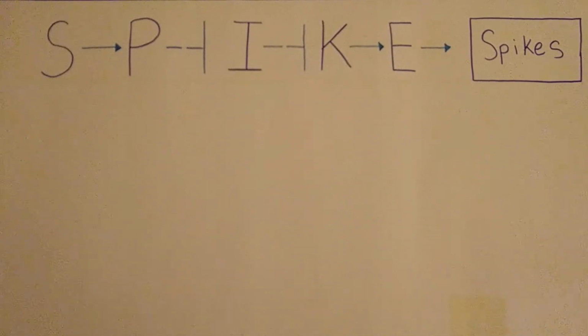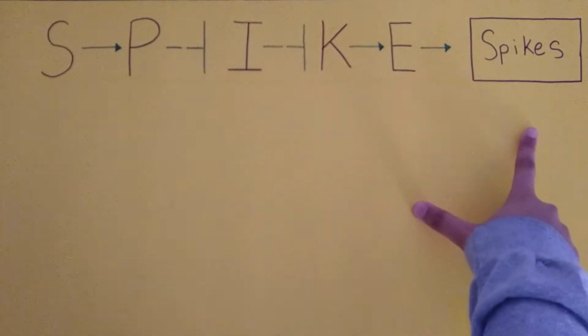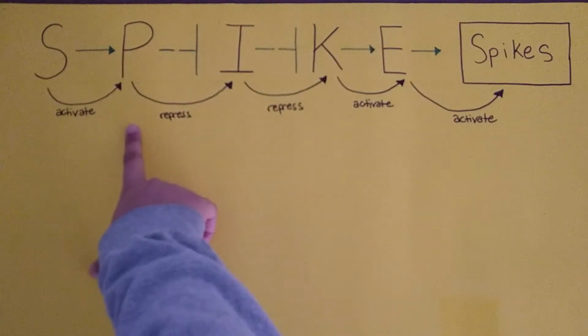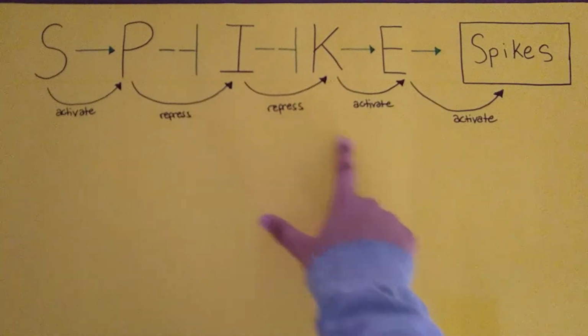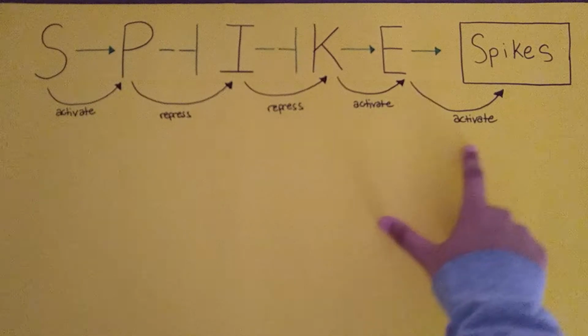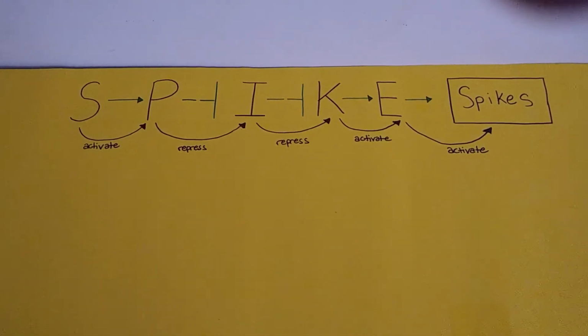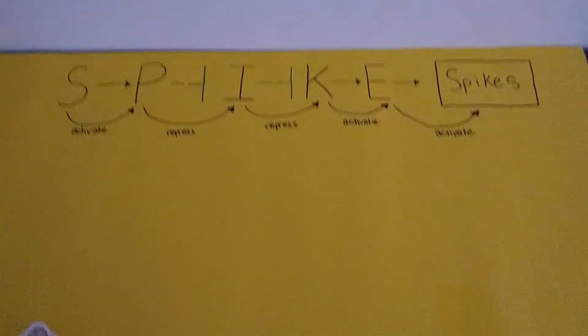In this video, I will be discussing the process of a developmental network that leads to the formation of spikes in a dragon. These are genes that lead to the transcription of spikes in the dragon's skin. In this case, gene S activates gene P, P represses I, I represses K, K activates E, and E activates the transcription of spikes. To better understand how a developmental network affects gene expression, I'll be using an analogy.